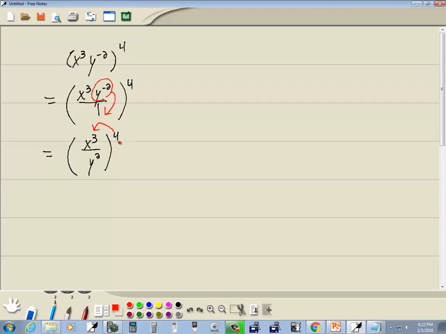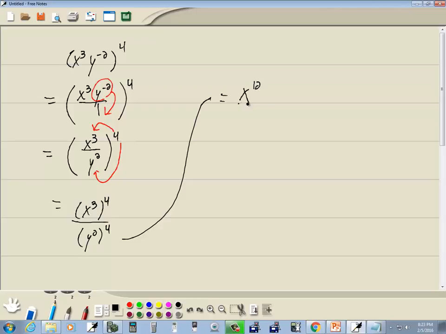So I can take the x to the third to the fourth power, and I can take the y squared to the fourth power. So we'll have x to the third to the fourth, and we'll have y squared to the fourth. Now when you raise an exponent to another exponent, you multiply them together. So 3 times 4 gives us x to the 12. And down below, 2 times 4 gives us y to the 8th. And that would be our answer.